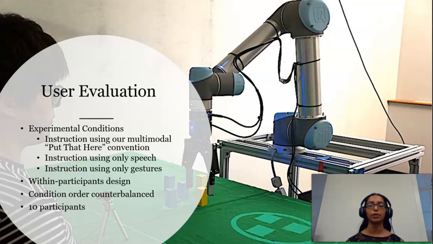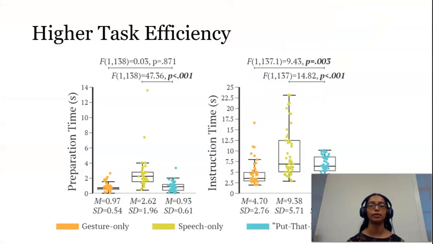In order to gauge whether users were able to easily and effectively learn to use the Put That Here interaction convention, we conducted a user evaluation with 3 conditions. One in which users used Put That Here, a second where users instructed the robot using only speech, and a third where users instructed the robot using only gestures. We used a within subjects design with 10 participants in which condition order was counterbalanced.